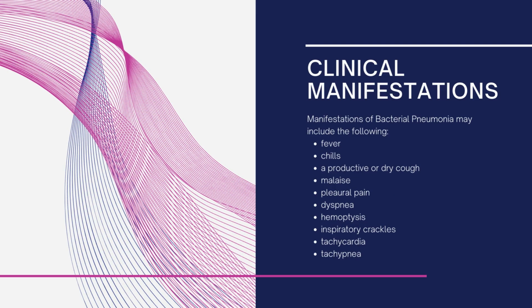So, the clinical manifestations, or the signs and symptoms, that are common with bacterial pneumonia include the following, but are not limited to: fever, chills, a productive or dry cough, most of the time productive, malaise, pleural pain, dyspnea, hemoptysis, inspiratory crackles on auscultation, tachycardia, tachypnea, and the list can go on and on.